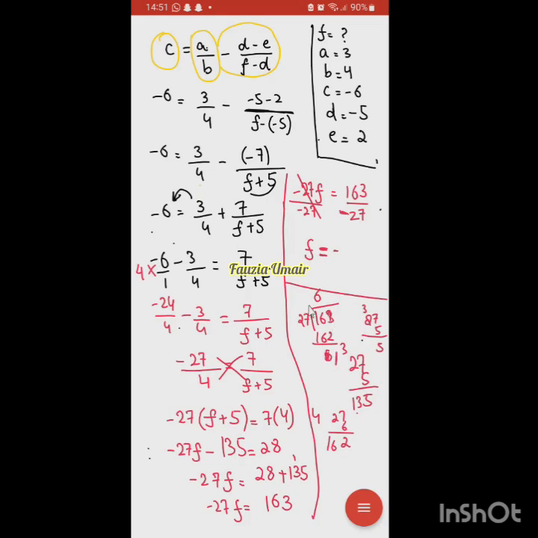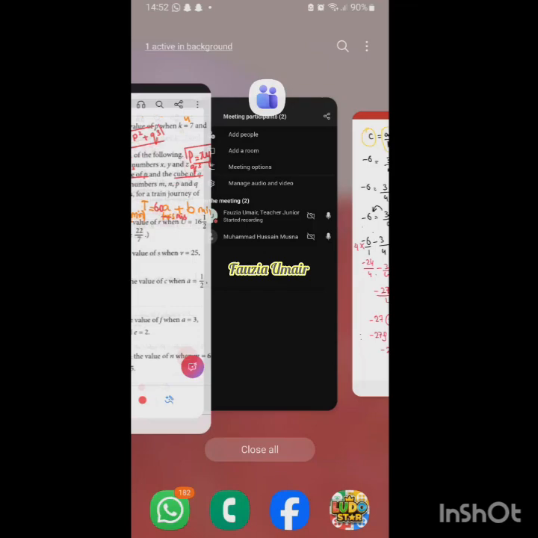So now what is the whole number? What is the whole number? Ma'am, 6 whole 1 by 27. Very good. This is the answer of f. Okay. So this was quite a tricky equation. It was quite a tricky question. So let's check the answer also. Maybe we are doing it wrong, so you can check the answer also.